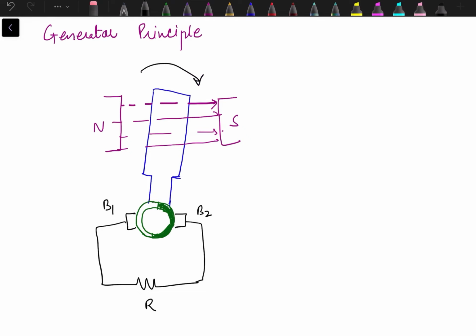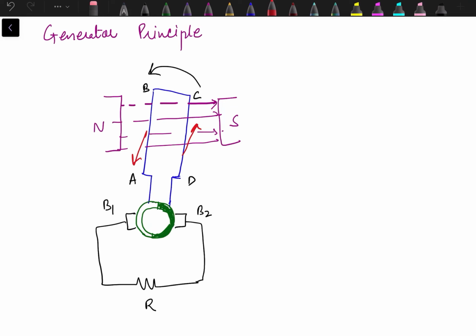Let's say we are rotating it in anti-clockwise direction. Usually we take anti-clockwise direction as the default direction. So for anti-clockwise direction, if this is conductor AB and this one is CD, conductor AB is experiencing force in downward direction while CD is experiencing force in upward direction. Direction of field is known to us, direction of force is known to us. We need to find out the direction of induced current.